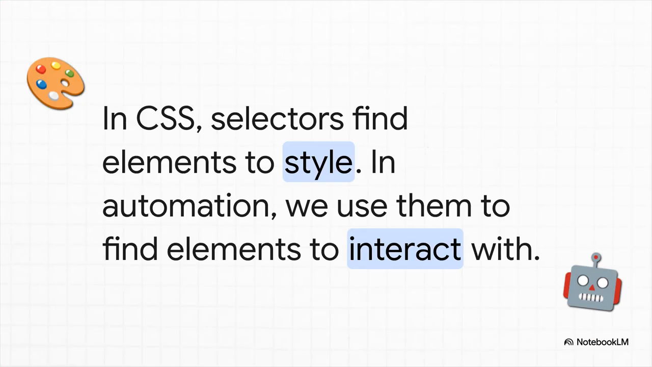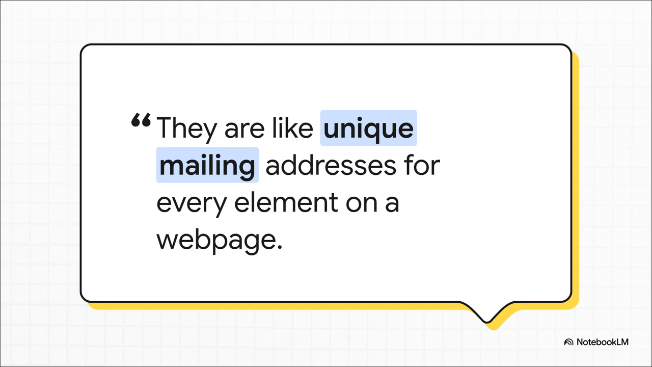Okay, so check this out. For a web designer, a selector is how they say, hey, find all the big headlines and make them blue. But for us in automation, we can hijack that same tool to say, hey, find that specific submit button so I can click it. See? It's the same tool, we're just using it for interaction. This is probably the best analogy. A good selector isn't just the house on Main Street. Nope, it's got to be super specific. Like 123 Main Street, apartment 4B. It has to be a totally unique address that points to one and only one spot on the page.